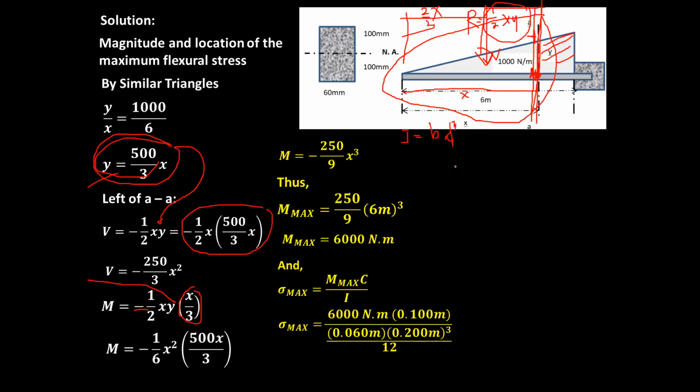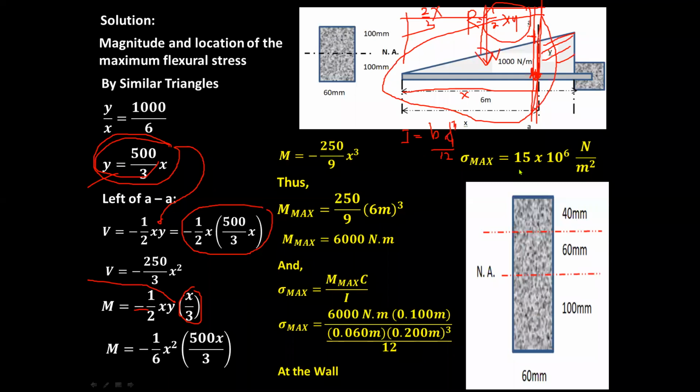BD cube over 12. You need that. So the depth is 0.2 and the base is 0.06. So in the substitution process, we can have this now. And the maximum flexural stress at the wall is 15 times 10 to the 6 Newton per square meter. Okay? This is the 40 from the top, and then up to there, then 60 here.